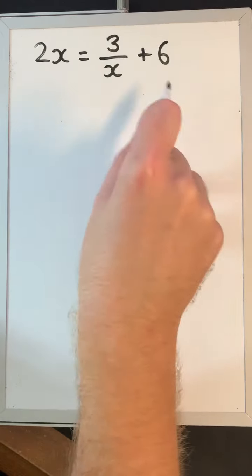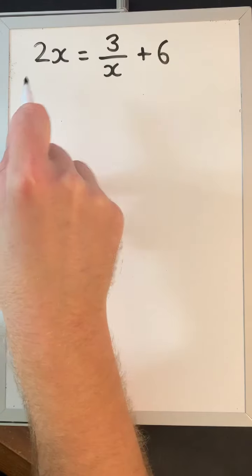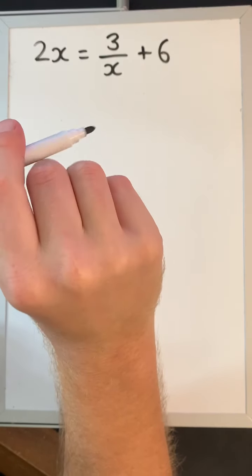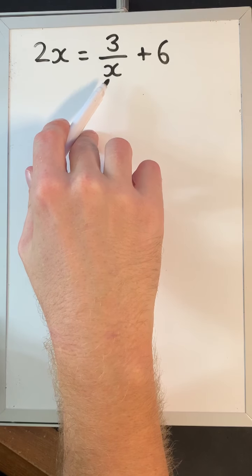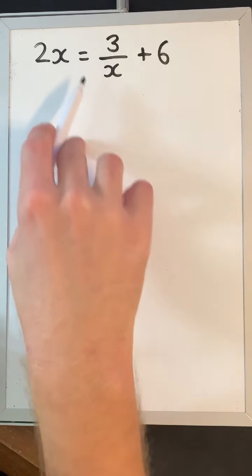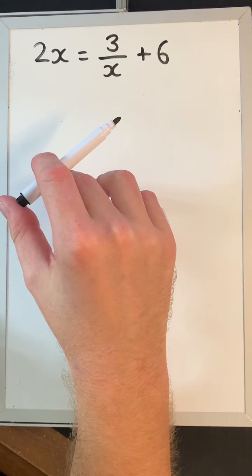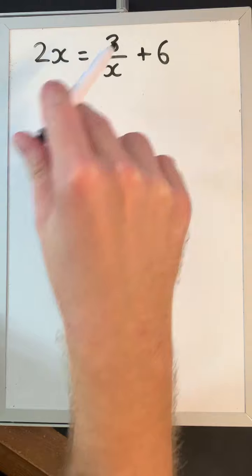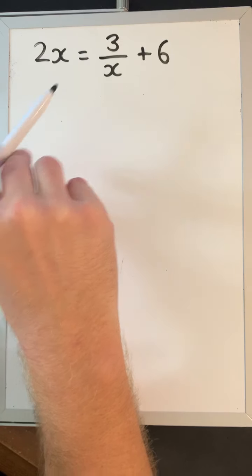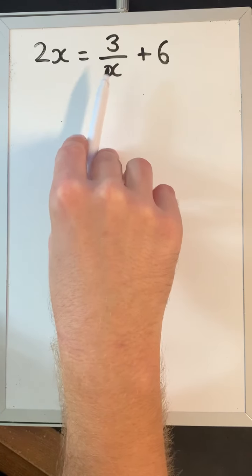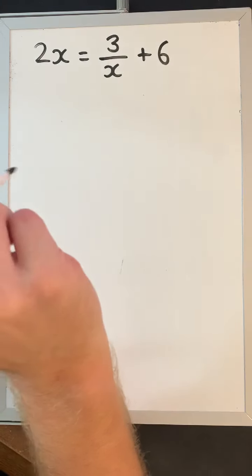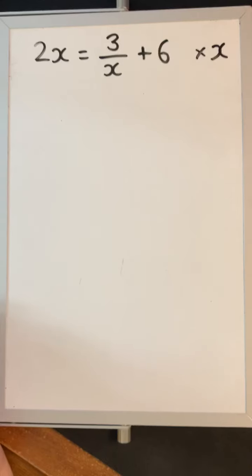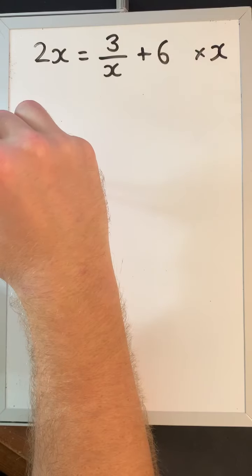Well, remember we can multiply an equation by anything as long as we multiply every term by whatever we're multiplying by. So to get rid of this x on the bottom here, I need to multiply this term by x. Because if I multiply this by x, I'll have 3x over x, and of course the x's will cancel. But I can't just multiply this by x, I've got to multiply the whole equation by x. So if we multiply the equation by x, what do we end up with?